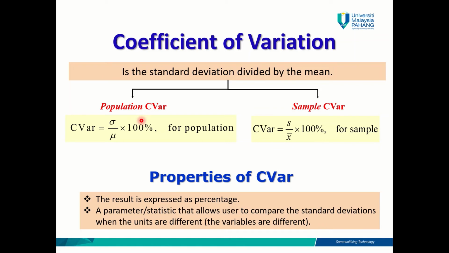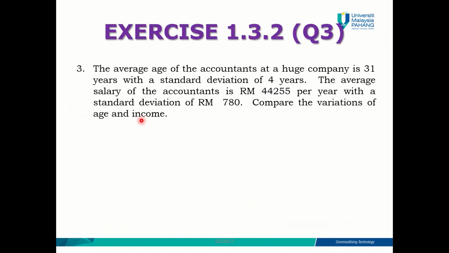So you can try to do the calculation here. Just take the standard deviation divided by the mean and you can get the CVAR for age. Again, do the same thing for salary and you will get the CVAR for salary. And this is the answer that you're going to get.